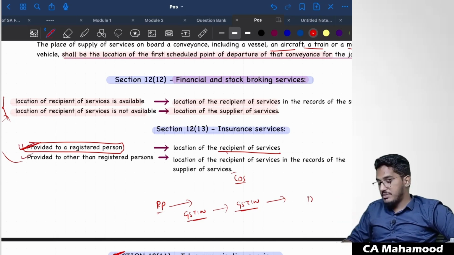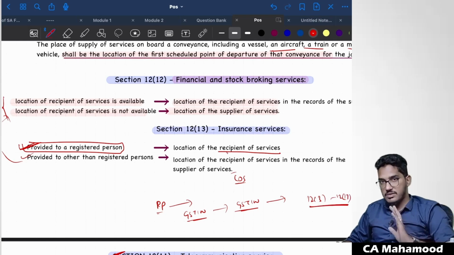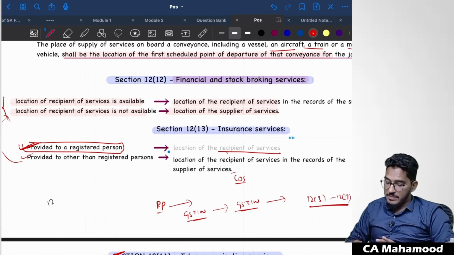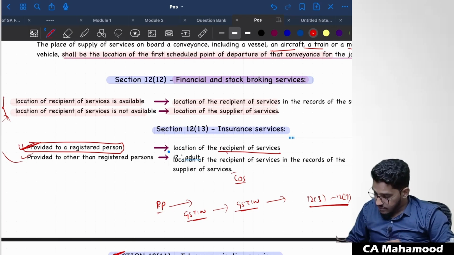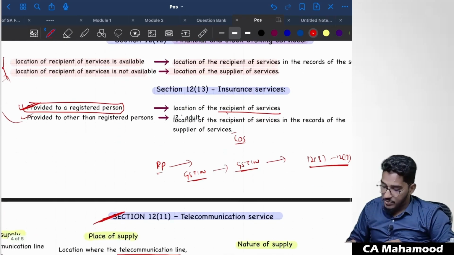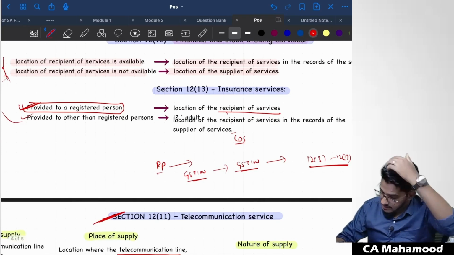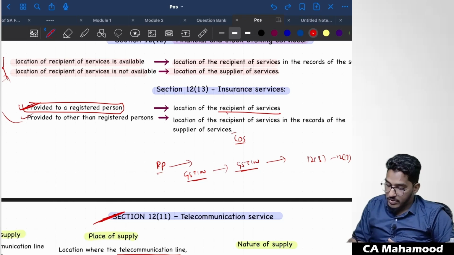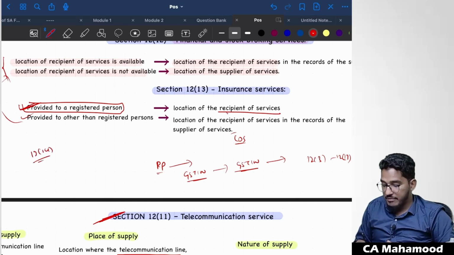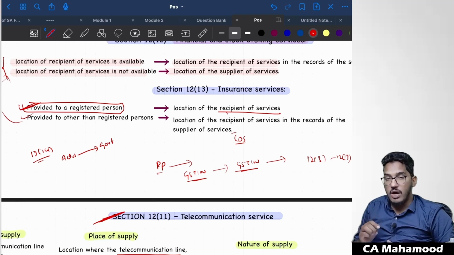So we have seen from 12 subsection 3 till 12 subsection 13, which is talking about special services. Now we also have 12 subsection 14, which is talking about determining place of supply in case of advertisement services which are provided to government. They're also talking about advertisement services which are provided to government. So 12 subsection 14 is talking about if advertisement services are provided to the government, how to determine place of supply.